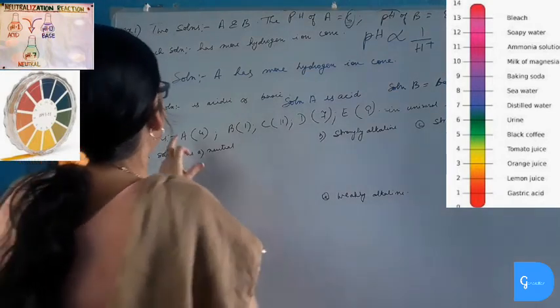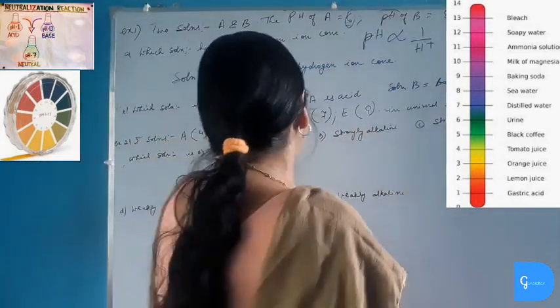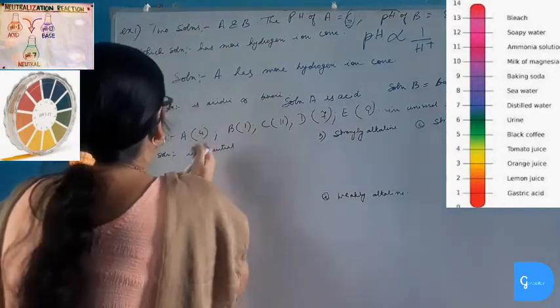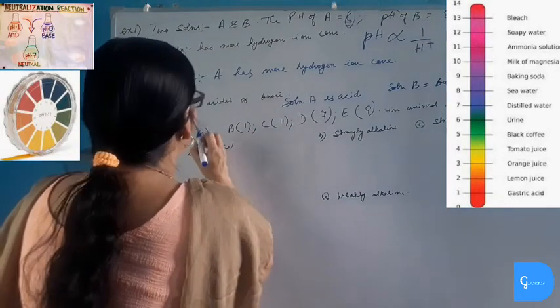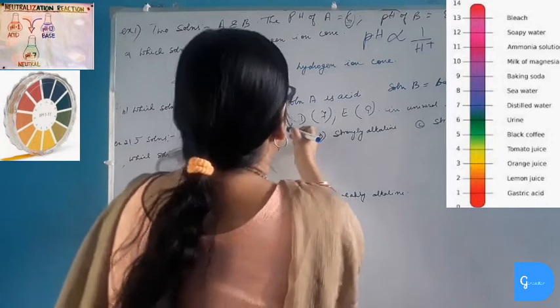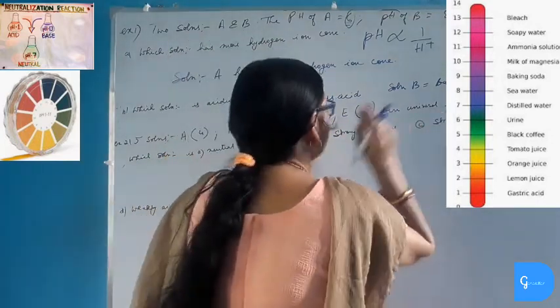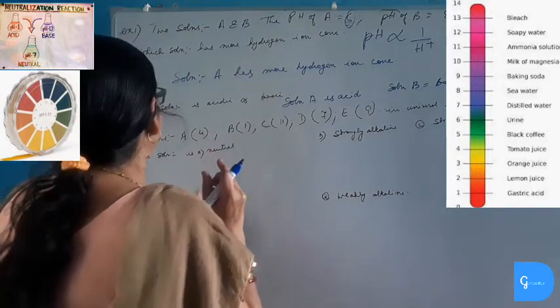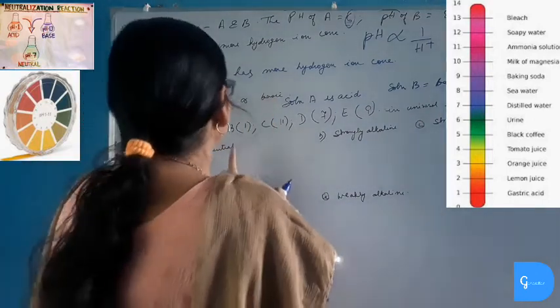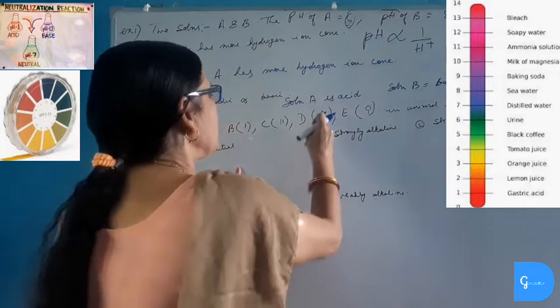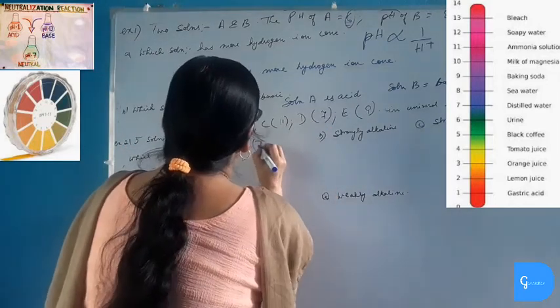Now look at the second example. 5 solutions A, B, C, D, E are taken. The pH values are given. A is having pH value 4, B 1, C 11, D 7 and E 9. This is measured by universal indicator. We have to find which solution is neutral. Neutral means pH value 7. So D will be neutral.